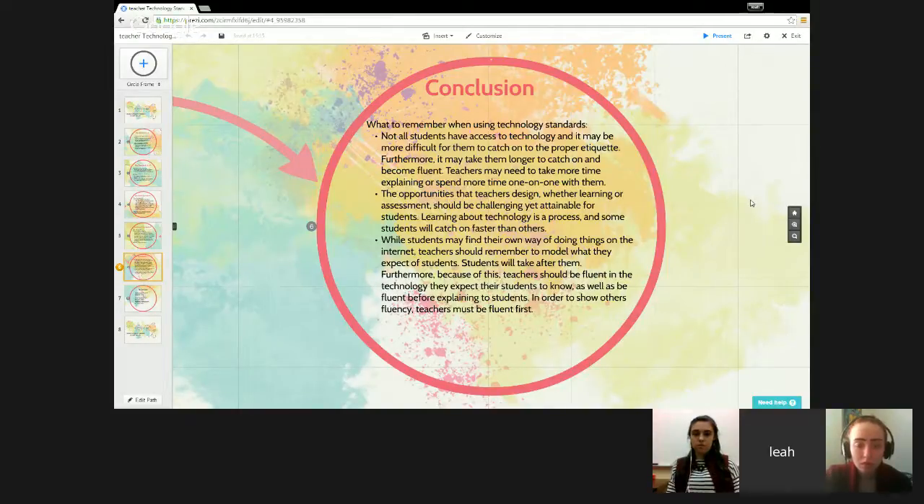While students may find their own way of doing things on the internet, teachers should remember to model what they expect of students. Students will take after them. Furthermore, because of this, teachers should be fluent in the technology they expect their students to know, as well as be fluent before explaining to students. In order to show others fluencies, teachers must be fluent first.